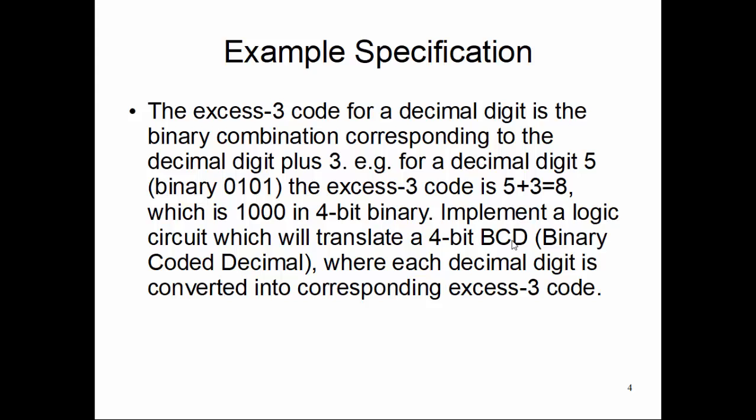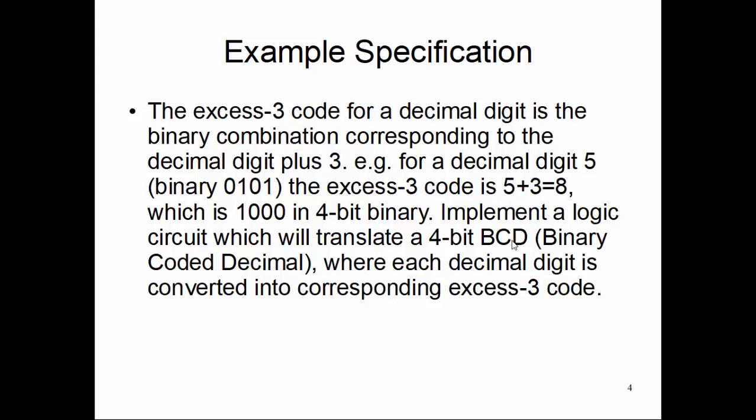So 2 will be represented as 0010. 9 will be represented as 1001. So that's the BCD coding. Now it's saying translate a 4-bit BCD, that means it is dealing with one single decimal digit. So incoming is a 4-bit BCD and outgoing is the converted XS3 code.